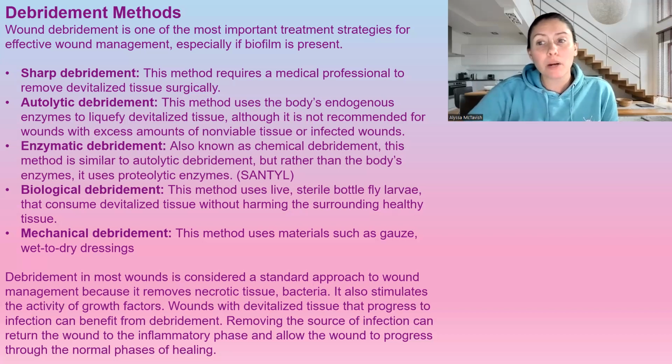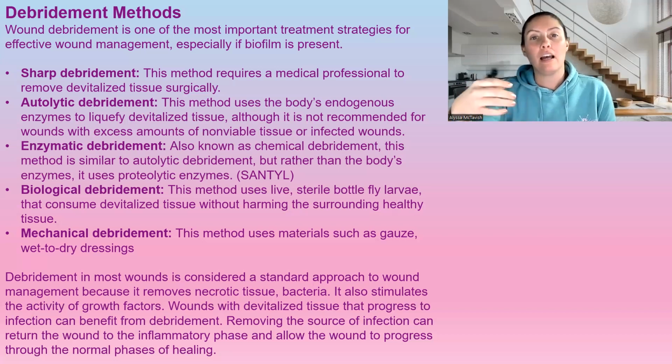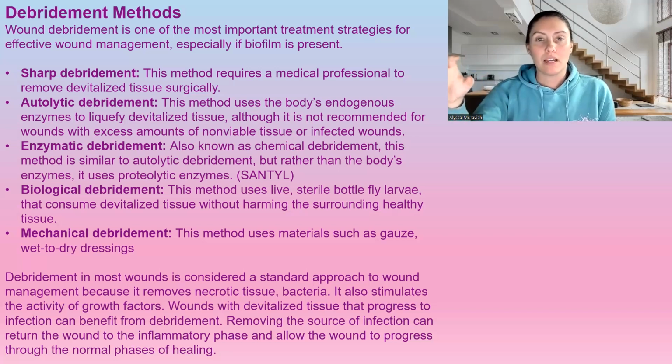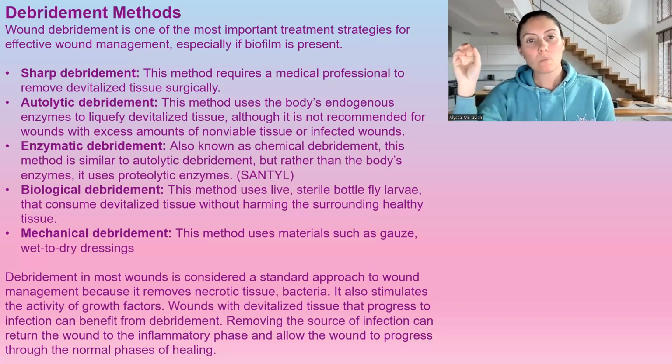And then we have autolytic debridement. This is where we're using the body's own enzymes to liquefy devitalized tissue to remove it. Enzymatic debridement is using external enzymes. So that would be like Santyl, okay? That's the one that we would use for an enzymatic debridement. It's very similar to autolytic debridement, but you're providing the enzymes, okay?